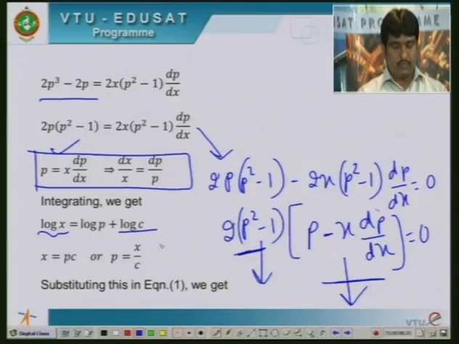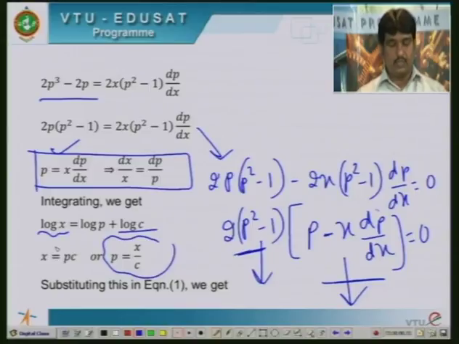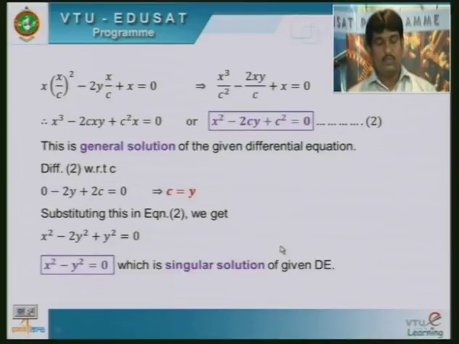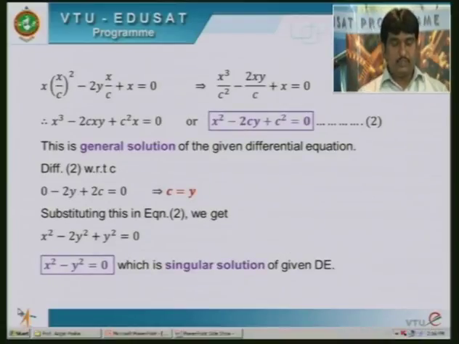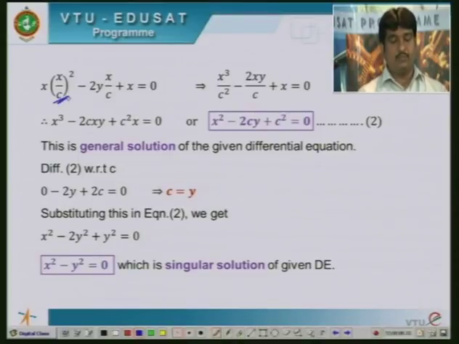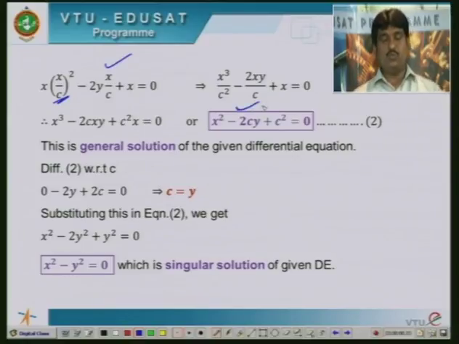So, after using properties of logarithms, we get x equals pc, which in turn implies p equals x by c. Now, substitute this value of p in the given equation. So, when you substitute this p value here, x into p square minus 2y into p plus x equals 0, and simplify this, we get x square minus 2cy plus c square equals 0, which is the general solution of the given differential equation.